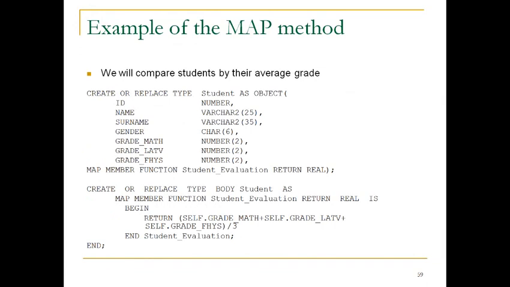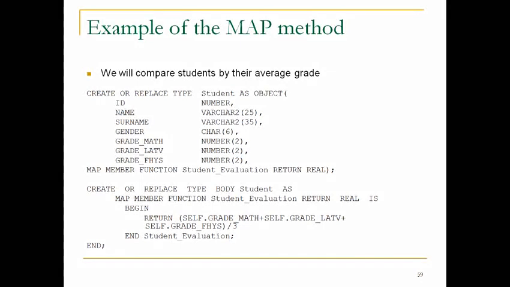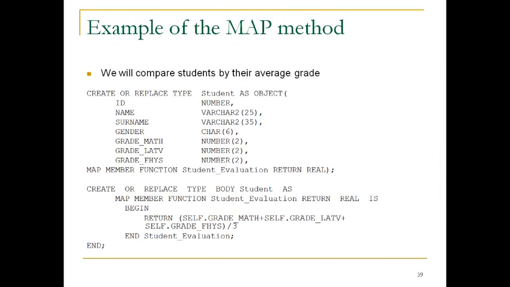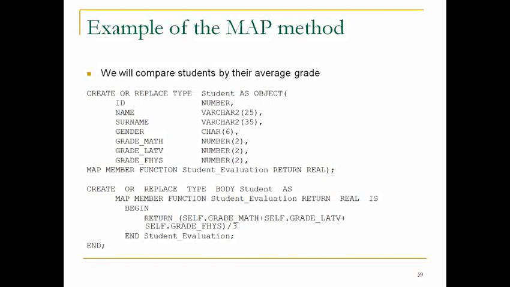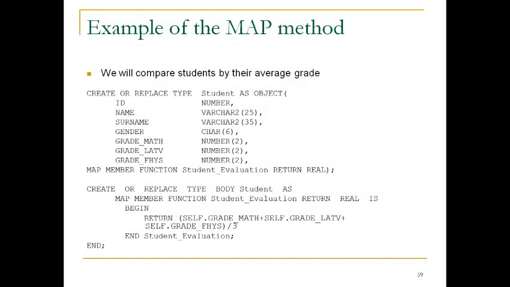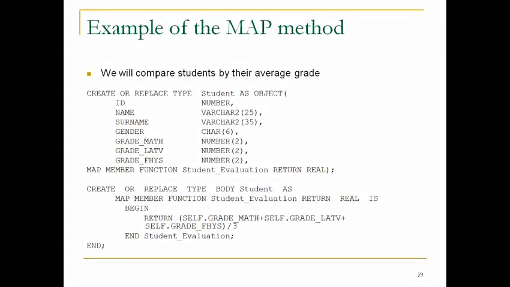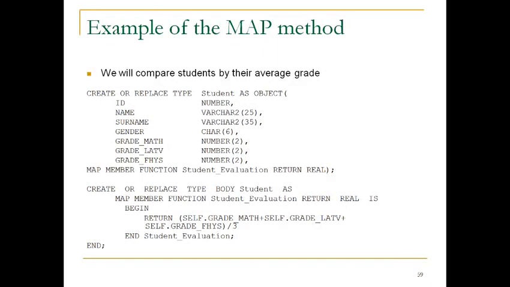Again, return to the student with his or her 3 grades. As you can see, we no longer have this average grade, but we want to order students by their average grades. And then we define the map member function, which is named student evaluation, which will return a real number, which is the student's average grade. And this body will be very simple: create or replace type body student as map member function.